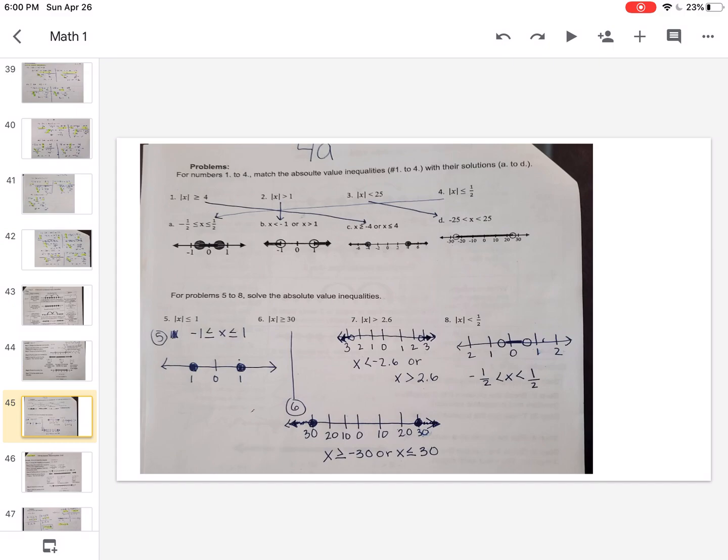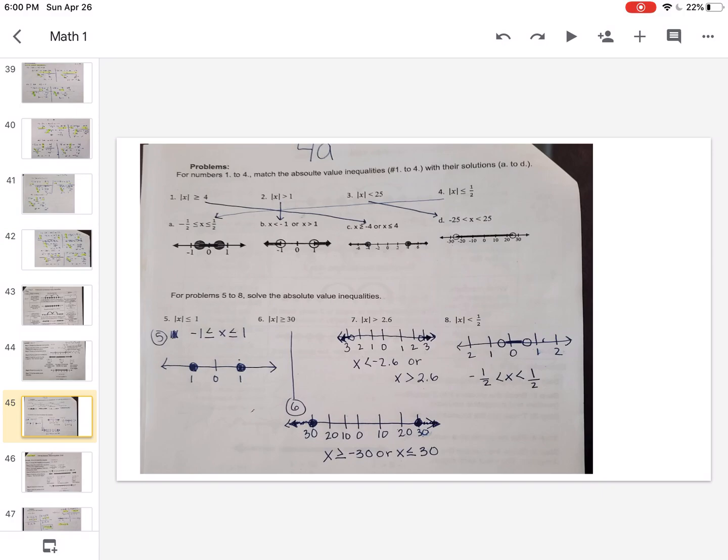Okay, so for numbers 1 to 4, match the absolute value inequalities with their solutions, okay? So we have absolute value of x is greater than or equal to 4. So you look for the number line and the expression that goes with it, okay? You do that for each one, okay? And again, your teacher has provided you with the solutions at the bottom of this page.